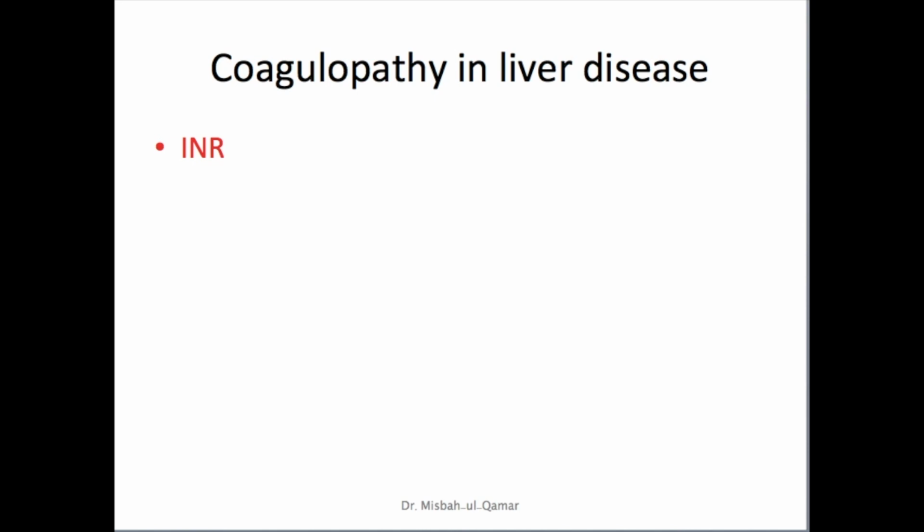Now, can you understand why coagulopathy is seen in liver diseases? The most common coagulation disturbances occurring in liver disease include thrombocytopenia and impaired humoral coagulation. The INR is used to measure the blood clotting time. A high INR usually means that the liver is not working optimally.